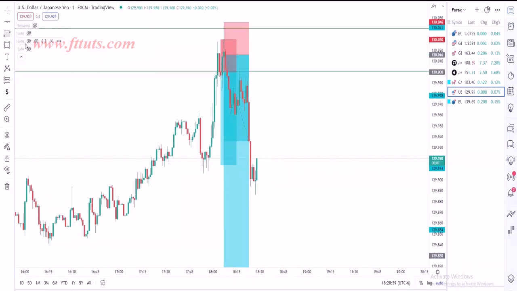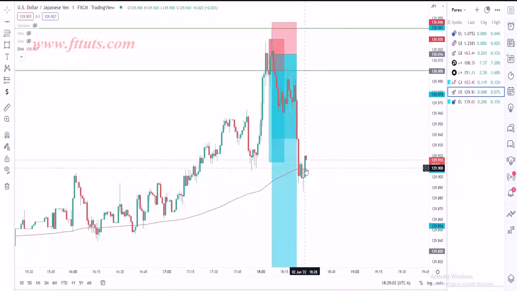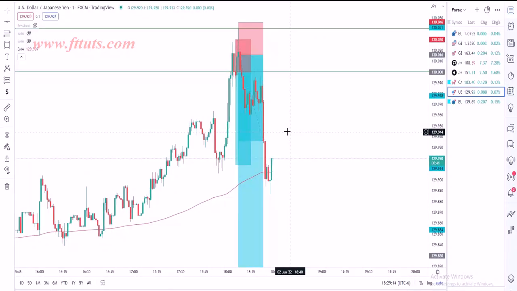So right here, it looks like it is consolidating right now on the 200. I want to see if it's going to make a move up. I want to see if it's going to continue to consolidate or break below and get some space there.